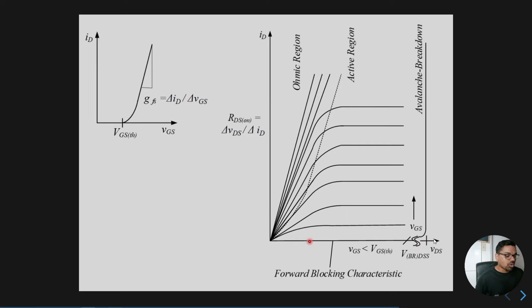In the y-axis, you have something called ID, which is the drain current. And what the drain current does is it basically is the amount of current that is flowing from drain to source.